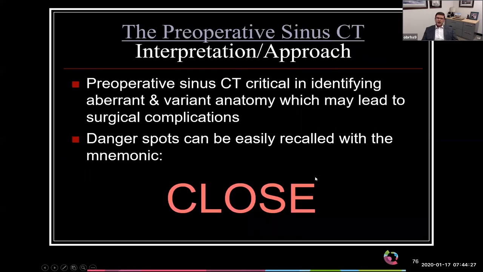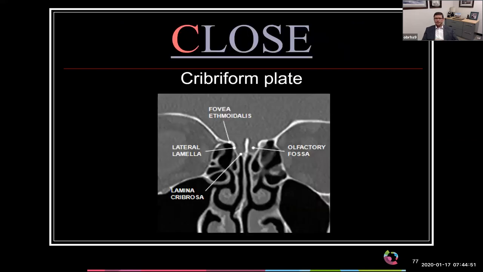So when it comes to the danger spots, a useful mnemonic that you can use is the CLOSE mnemonic, C-L-O-S-E. And each one identifies a significant area that you want to evaluate to look for anatomic variations that predispose the patient to significant surgical complications. In a preoperative sinus CT, I include the CLOSE mnemonic at the end of every single report.